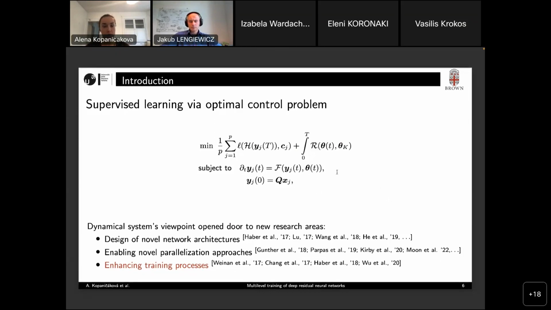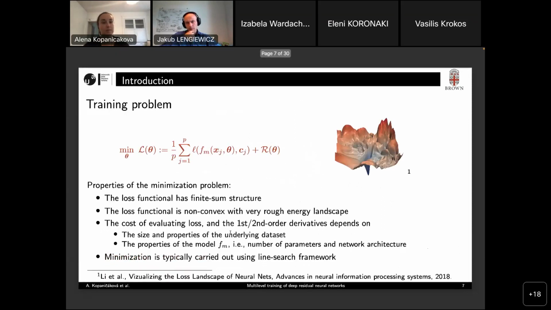In this work, we will mostly focus on enhancing the training process of ResNets by taking into account this dynamical system viewpoint. Since my work is mostly on enhancing the training process, let us briefly point out some properties of the underlying minimization problem. First of all, you can see that our loss functional has a finite sum structure. We sum over all misfits across all samples in our dataset, and this will be explored later to build some more computationally efficient solution strategies.